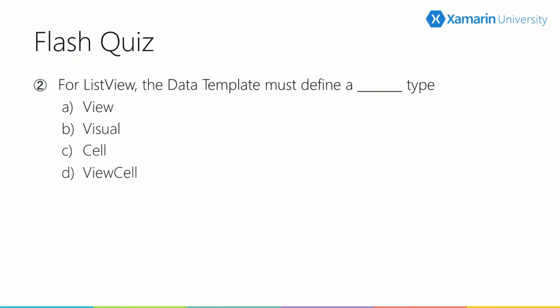Number 2. For ListView, the data template must define which type? A, view, B, a visual, C, a cell, or D, a view cell. The correct answer here is C, cell. View cell is just one specialized type that derives from cell. The built-in types that we have are text cell, entry cell, switch cell, and image cell.